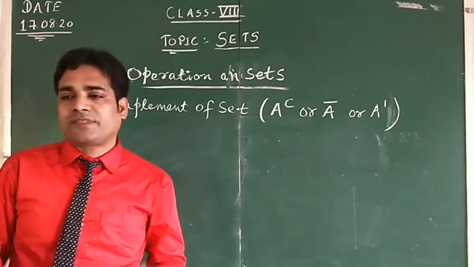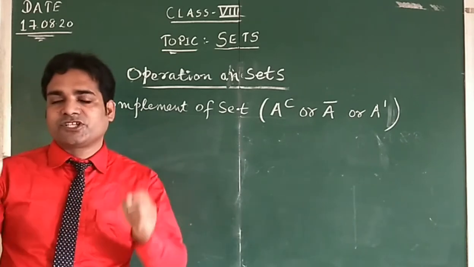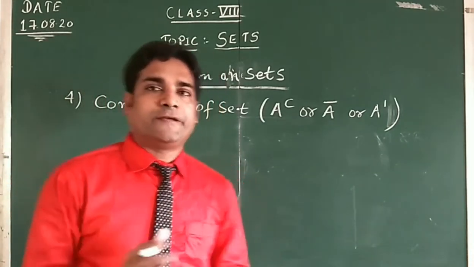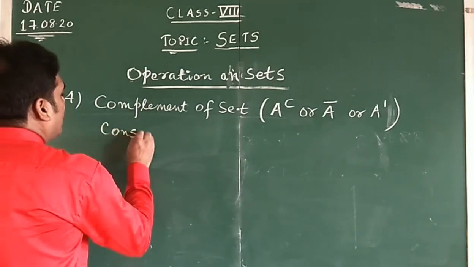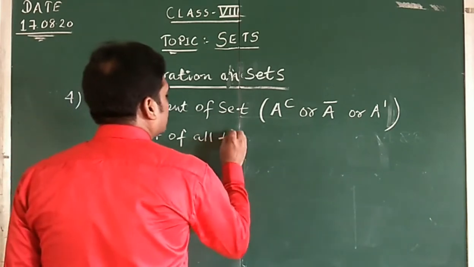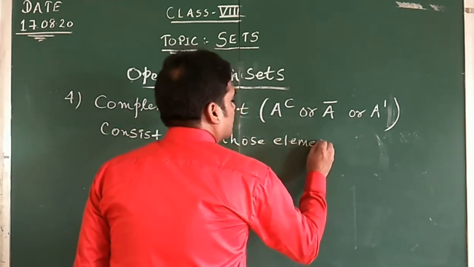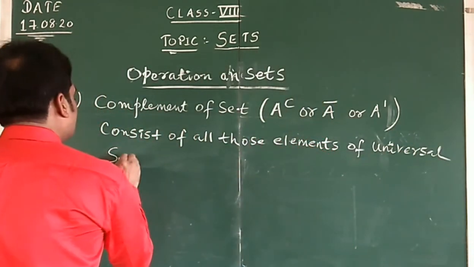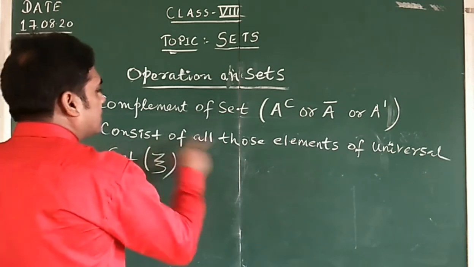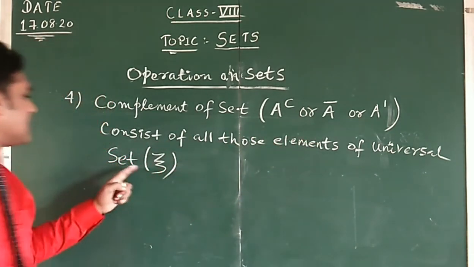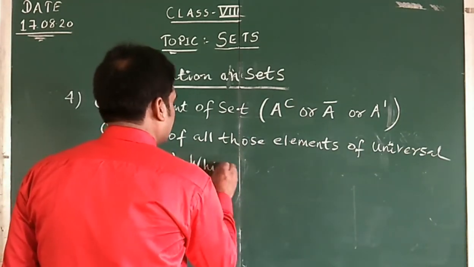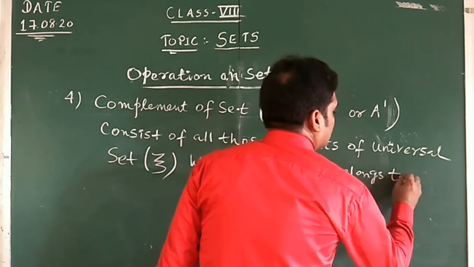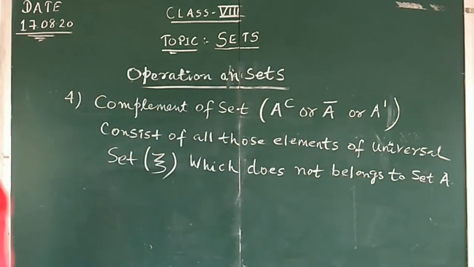So what is actually the complement of a set? The complement of set A consists of all those elements of the universal set which do not belong to set A. We denote the universal set by psi, or sometimes U also. I will give you an example so that it is clear.